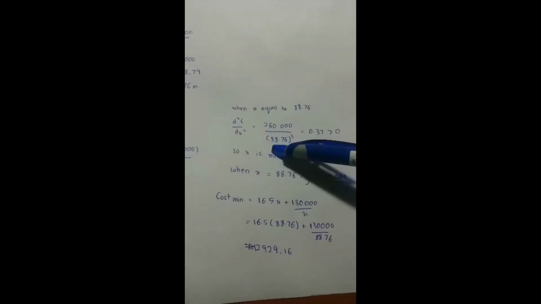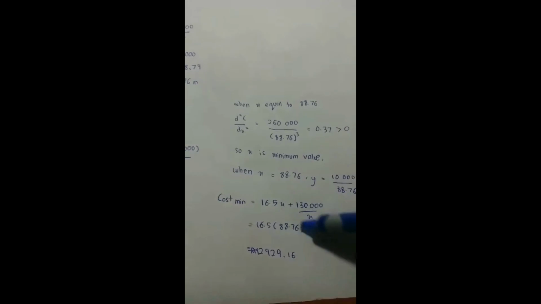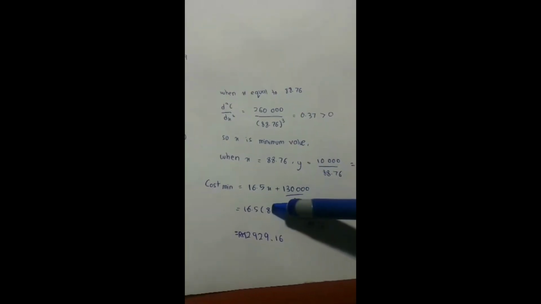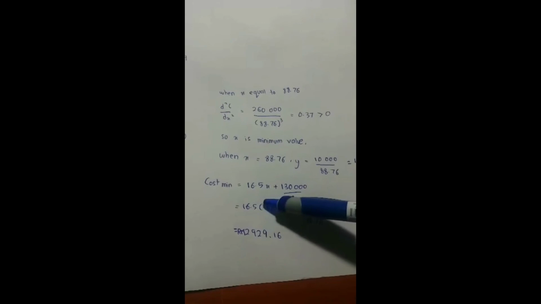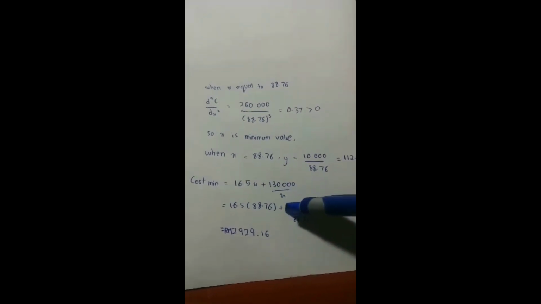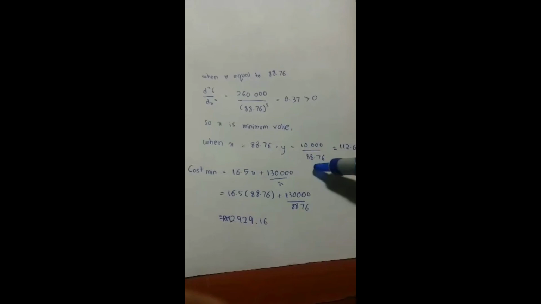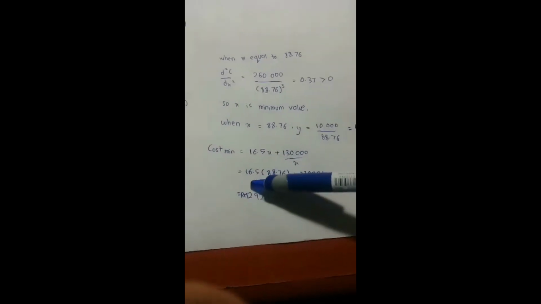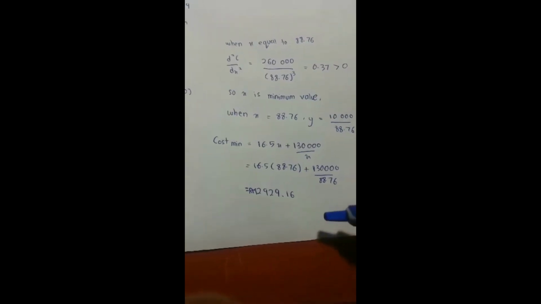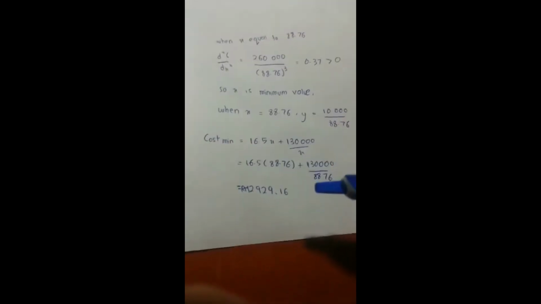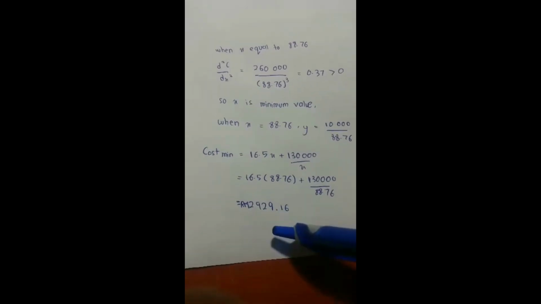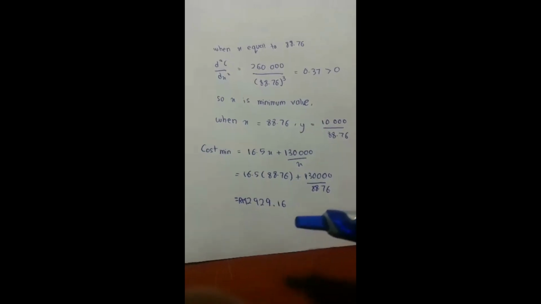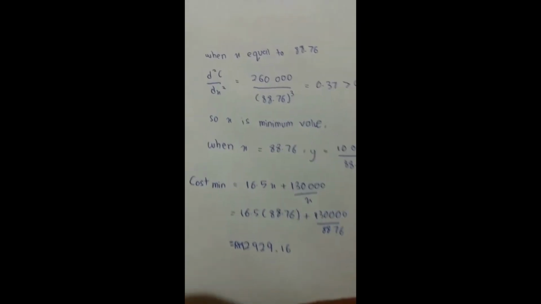So after all, we can calculate the cost. The minimum cost for this project, we use the equation 16.5x plus 130,000 over x. Then we substitute the value of x in the equation. So we solve it, and then we get the value. The amount of cost is 2,929 ringgit and 16 cents. So that's all from me. Thank you so much.